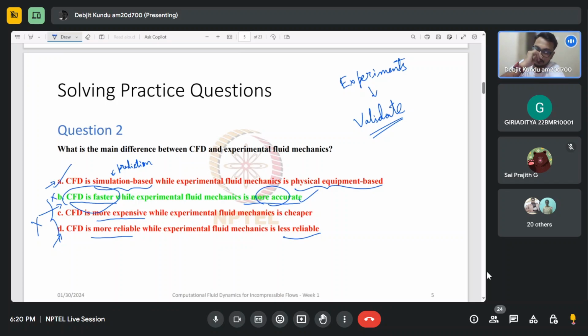No, not always. That's the thing. Let me give you an example. Let's say there is a sphere like this, maybe a cricket ball. You want to know, if a flow with Reynolds number 1000 goes over this ball, what would be the drag force on it?